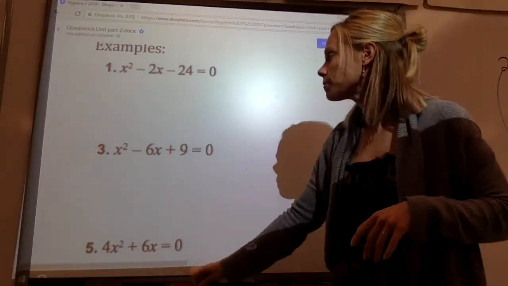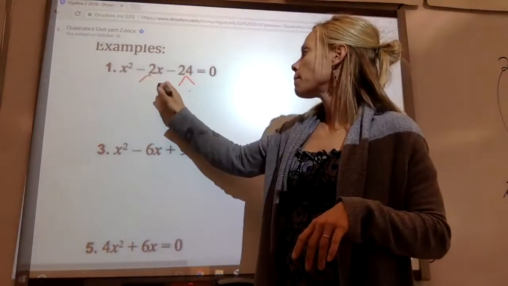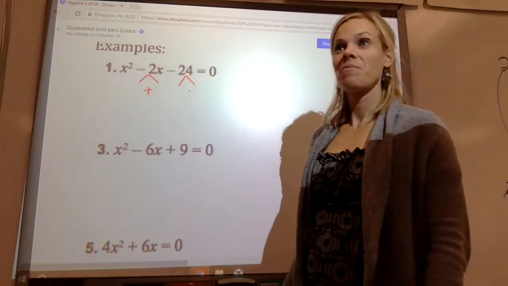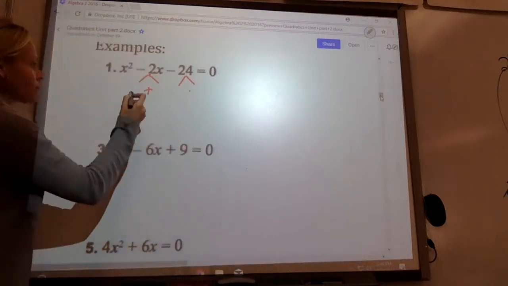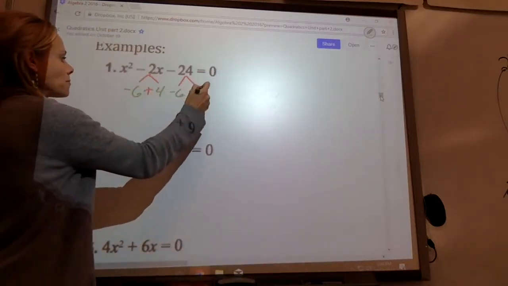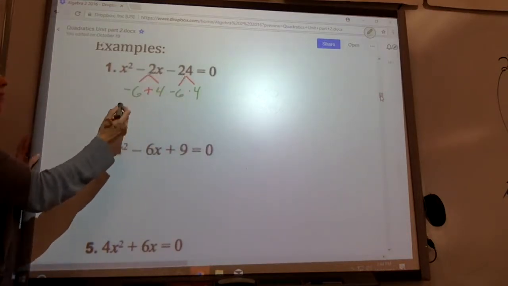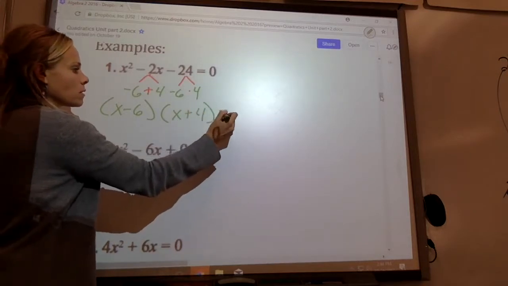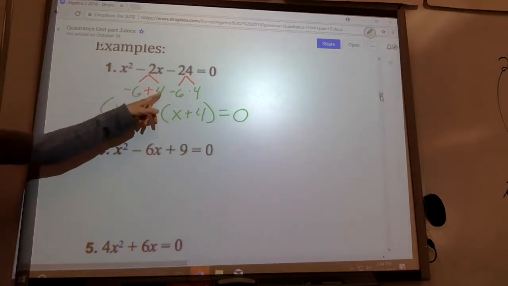Okay, so factor. What do I multiply equals negative 24, but add equals negative 2? Negative 6 and 4, good. Right? Negative 6 times 4 is negative 24, negative 6 plus 4 is negative 2, so it factors.